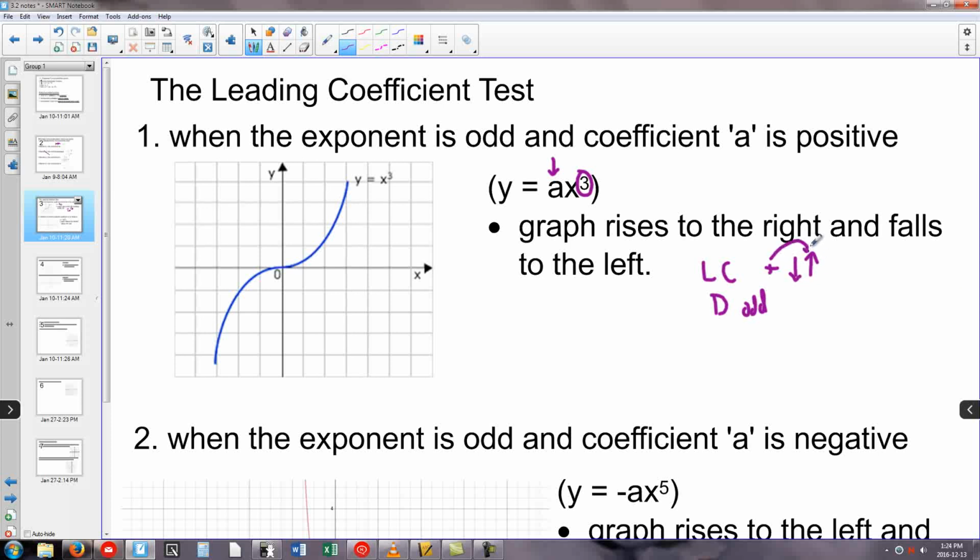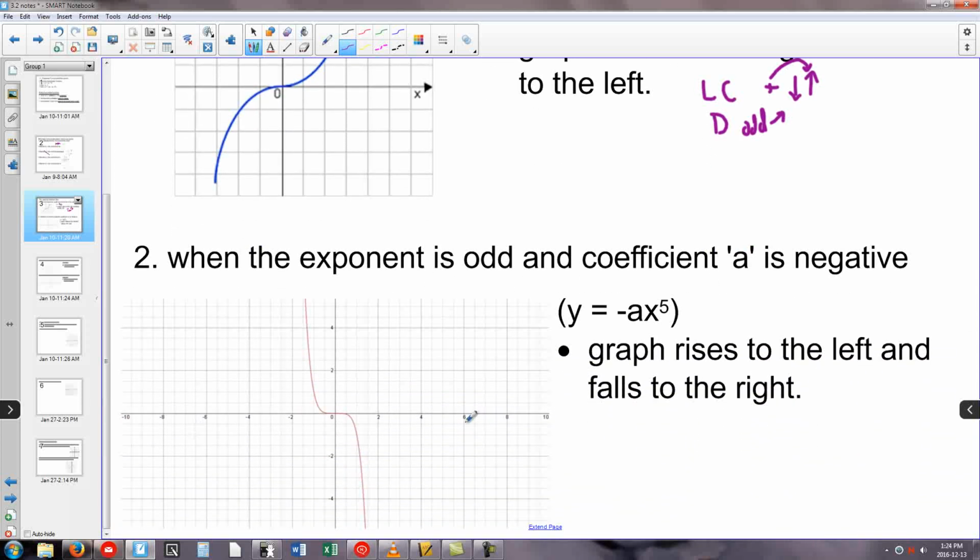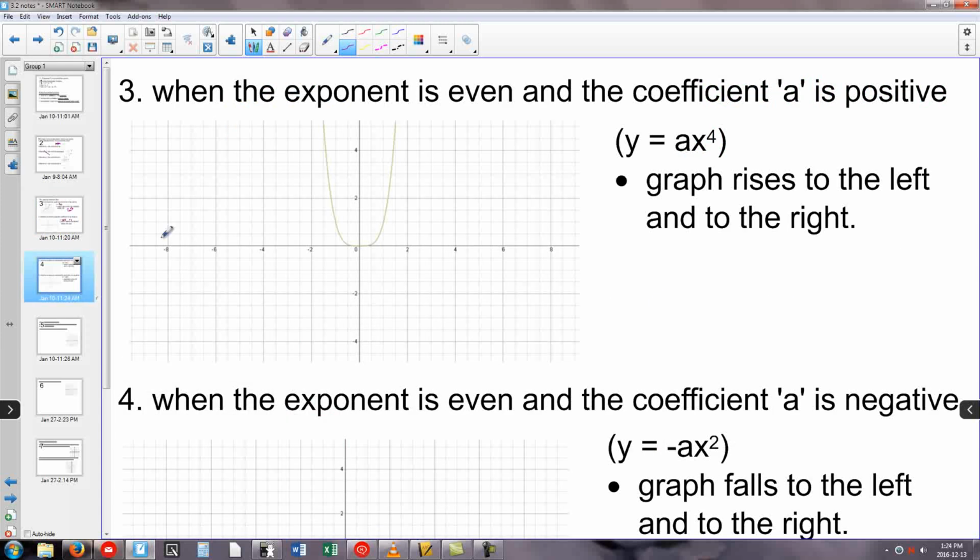So the leading coefficient, positive or negative, tells me about the right-hand side. Odd tells me that they disagree. So when I look at example number 2, when a is negative, the right side will go down because it's a negative. But because it's also an odd exponent, that means the left side is going to disagree and point up. And all polynomials will follow these leading coefficient test rules.